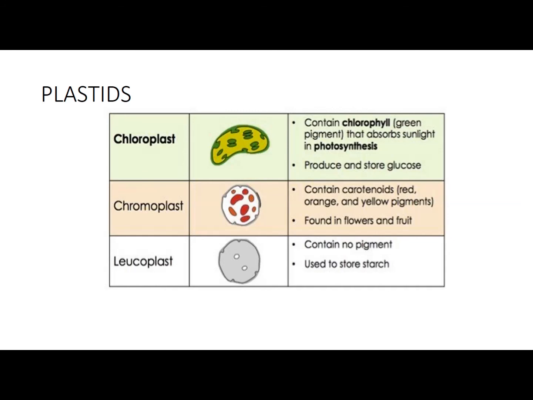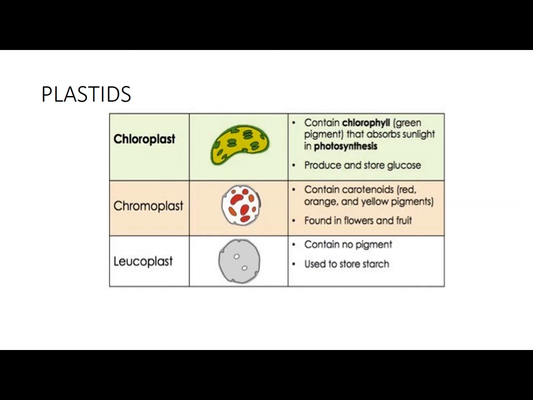Number 2 is chromoplast. Chromoplast is another pigment that is found in the plant cell. It contains the colorful material that is red, orange and yellow, and it is mainly found in flowers and fruits. It means the plants which are having flowers and fruits, they contain different colors. Whenever you see them, you just come to know that they have chromoplast in them.